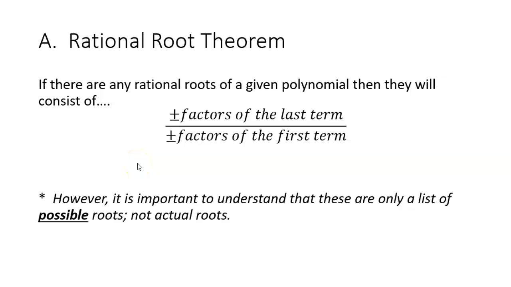If there are any rational roots of a given polynomial, then they will consist of the factors of the last term over the factors of the first term. You'll notice the plus and minuses there, by the way, because we don't really know what the signs are going to be. They could be positive or negative. So this theorem will tell you some possible outcomes. It doesn't tell you what the answer is, but it tells you what some possibilities are.